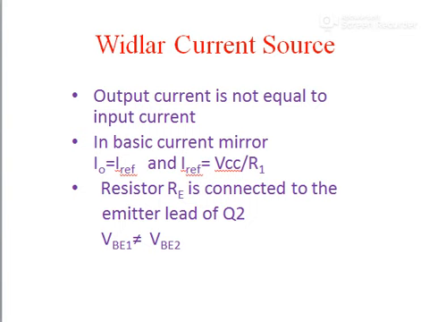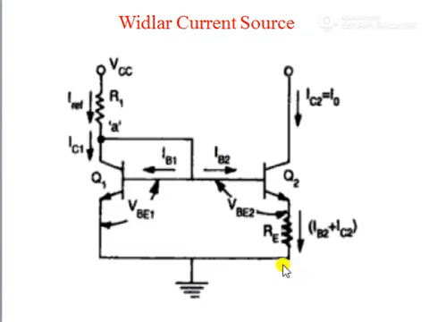The basic circuit of the current mirror is modified by connecting a resistor Re to the emitter terminal of transistor Q2. Due to the inclusion of this resistor Re, the base emitter voltage of Q2 is less than Q1, and as a result the current I0 is smaller than IC1.